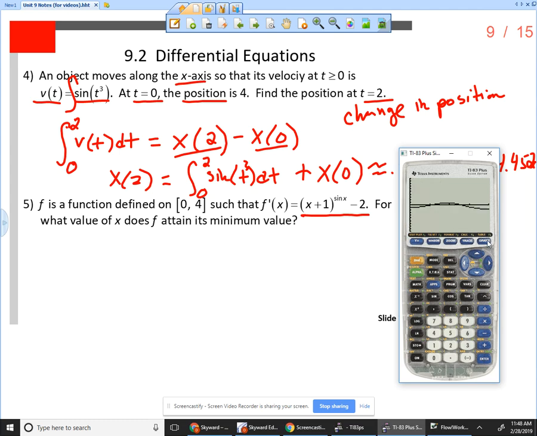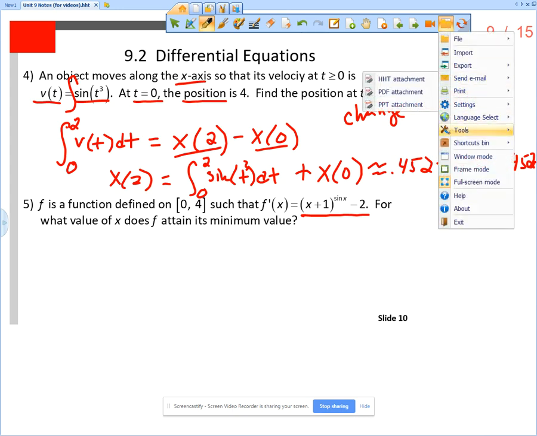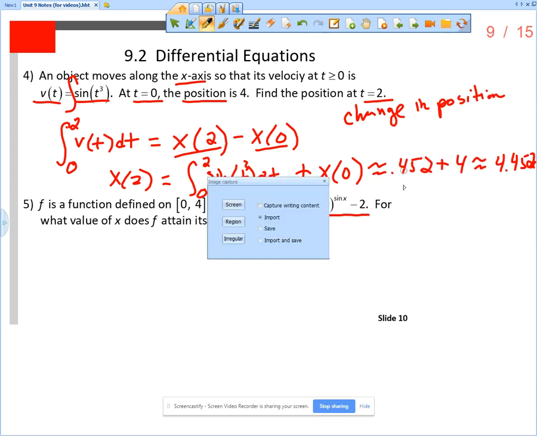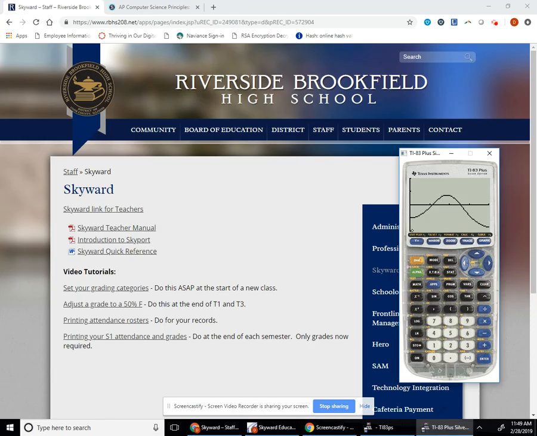So I hit graph, and it's really kind of difficult to see, so I'm going to make my y minimum like -2 and my y maximum +2, and then I'll be able to see the picture a little bit more clearly. Now what you want to do is give yourself a drawing of this, or I'm just going to do a little screenshot of it. So now I screenshot this drawing.